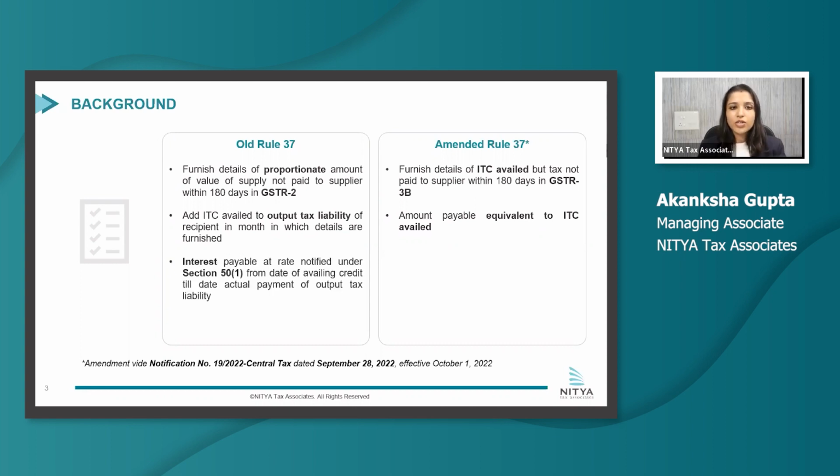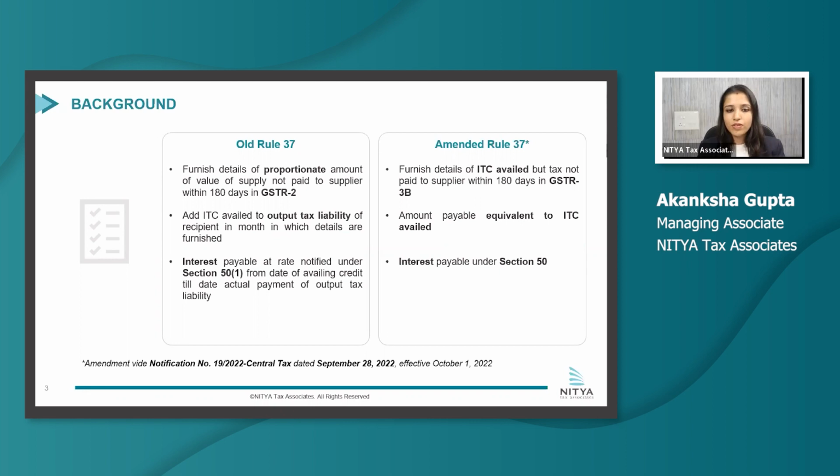Another condition in Rule 37 was that once this ITC is being reversed and output tax liability is being paid by the recipient, interest is payable at the rate notified under Section 51 from the date of availing credit till the actual date of payment of tax. However, under the amended Rule 37, interest is payable under Section 50.